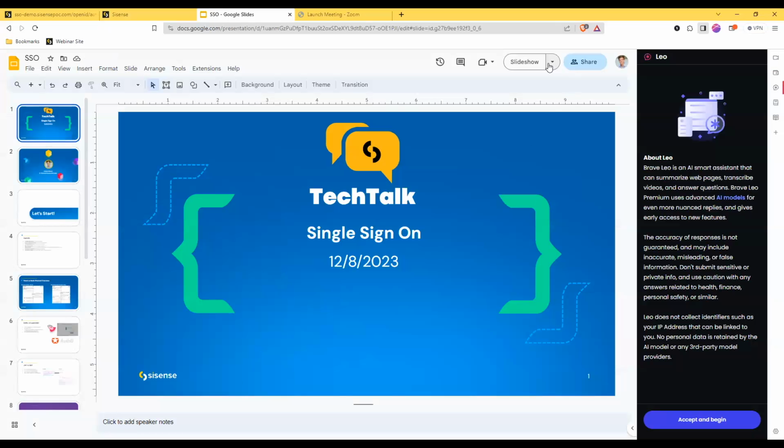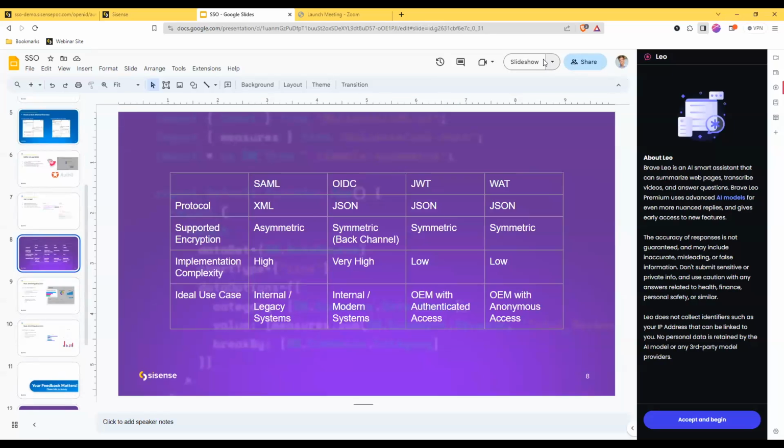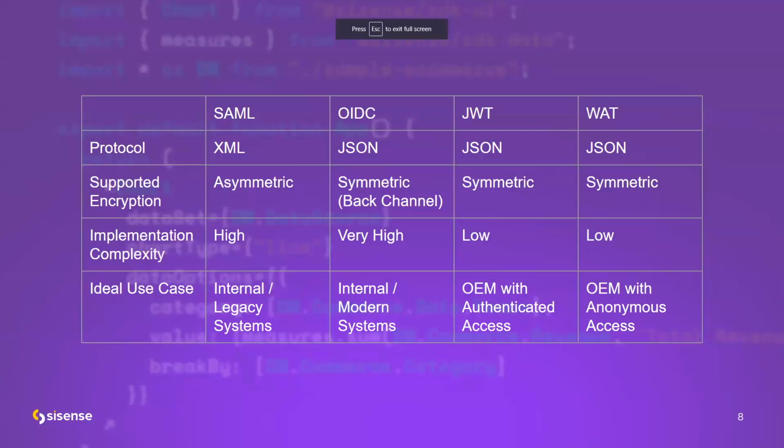So this all brings me back to the decision matrix here. And is this still sharing the presentation? Yes. We didn't go over web access tokens. So the last one here is web access tokens. My apologies there.